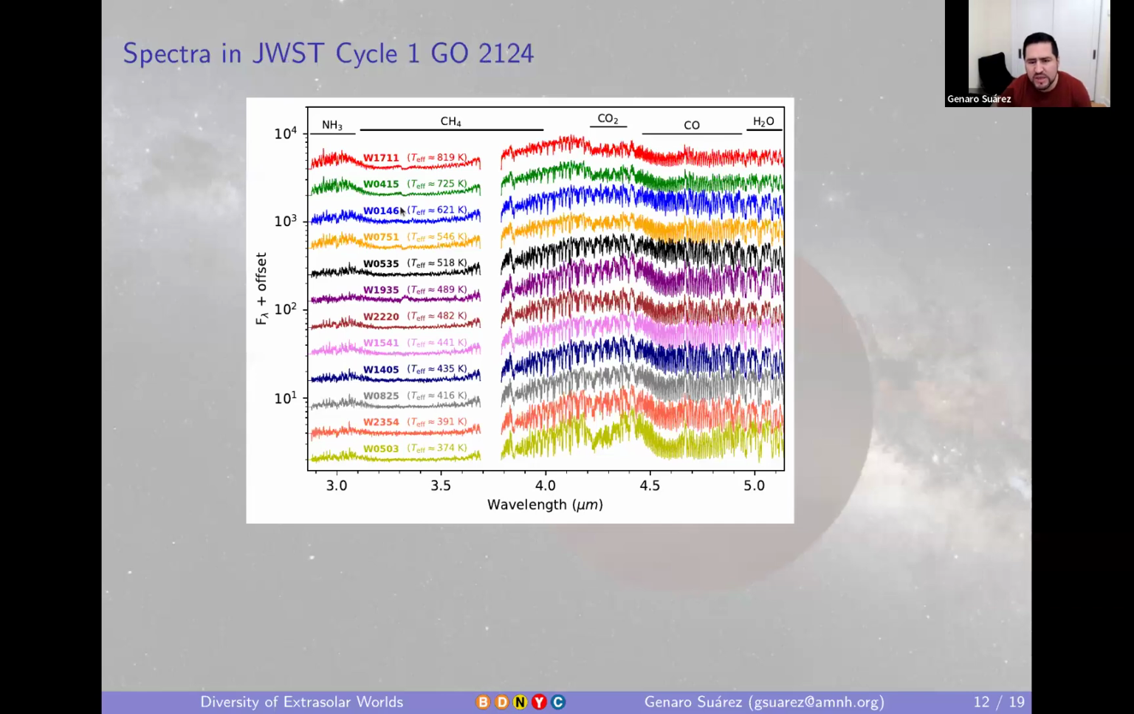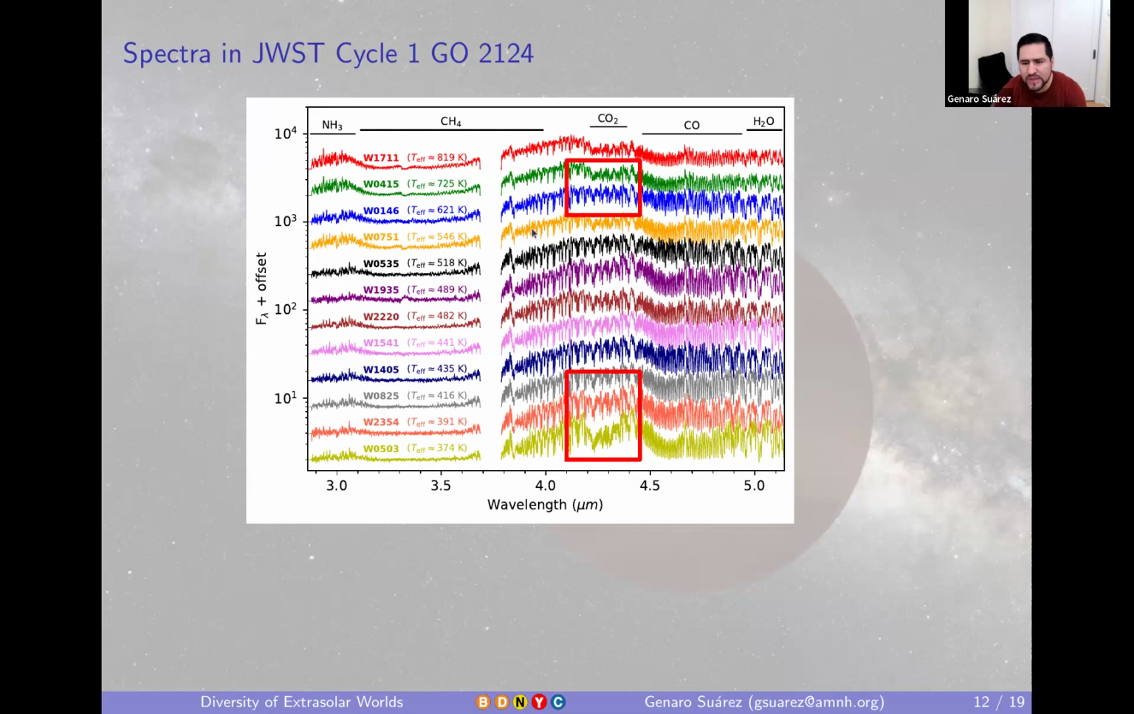I'm showing here the warmest objects at the top and the coldest ones at the bottom. And I'm also highlighting the main spectral features in the sample. We see ammonia, methane, CO2, CO, and water. And interestingly here, we observe that some of these features don't correlate with temperature.